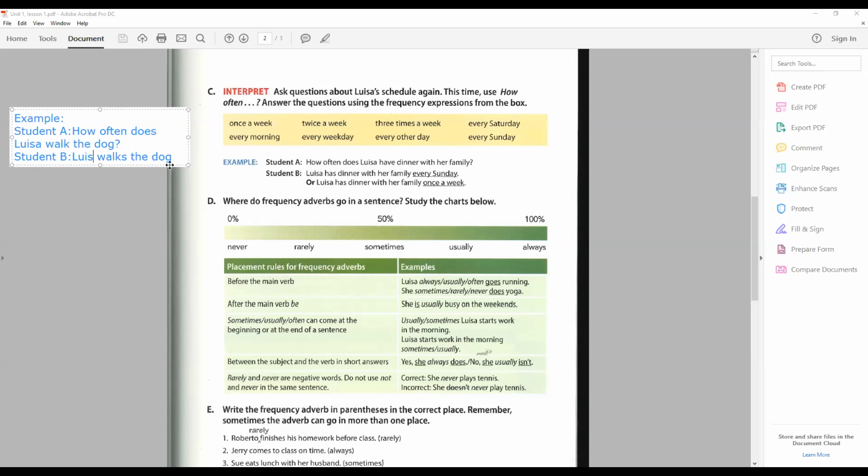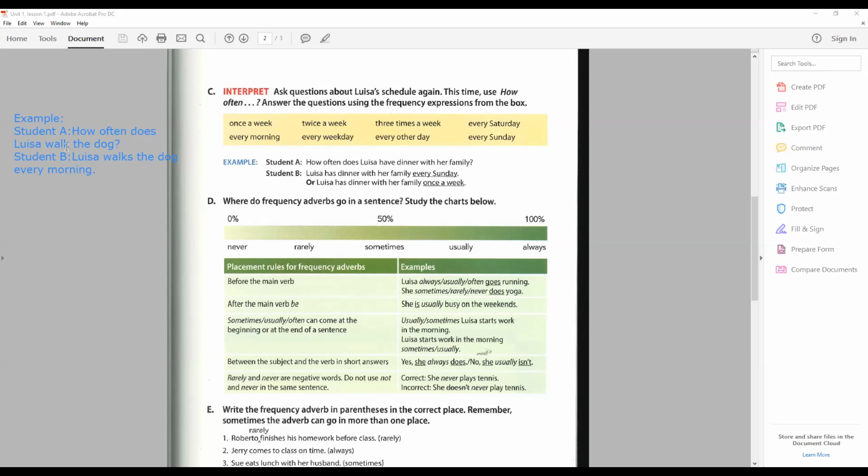Okay, my response, Luisa walks the dog. I keep trying to put Luis. Luisa walks the dog every morning. Okay, that's one example. I want you to give me 2 more examples of using how often and using frequency expressions. Give me a second here.